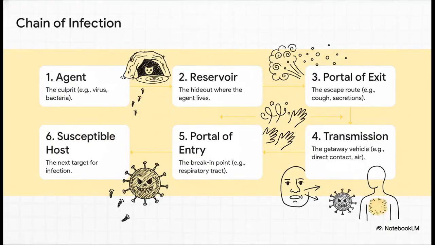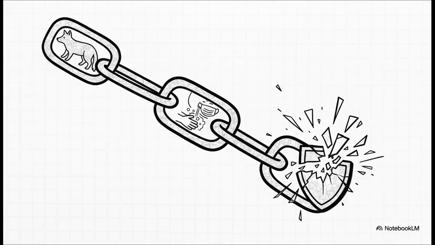Let's stick with our detective analogy. This chain is our crime scene map. It all starts with the culprit, the infectious agent itself. It's got a hideout, that's the reservoir. Then it needs an escape route, say a cough or a sneeze. It hops into a getaway vehicle, like the air. It finds a break-in point, like your nose or mouth, and bam, it reaches its final target, you, a susceptible host. So the entire goal of public health, the whole game, is to break this chain.